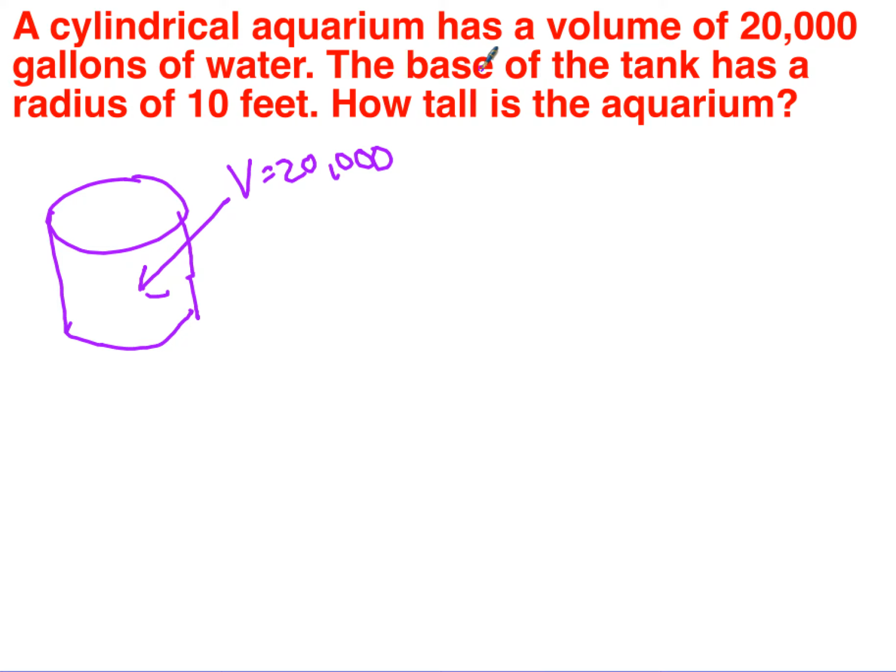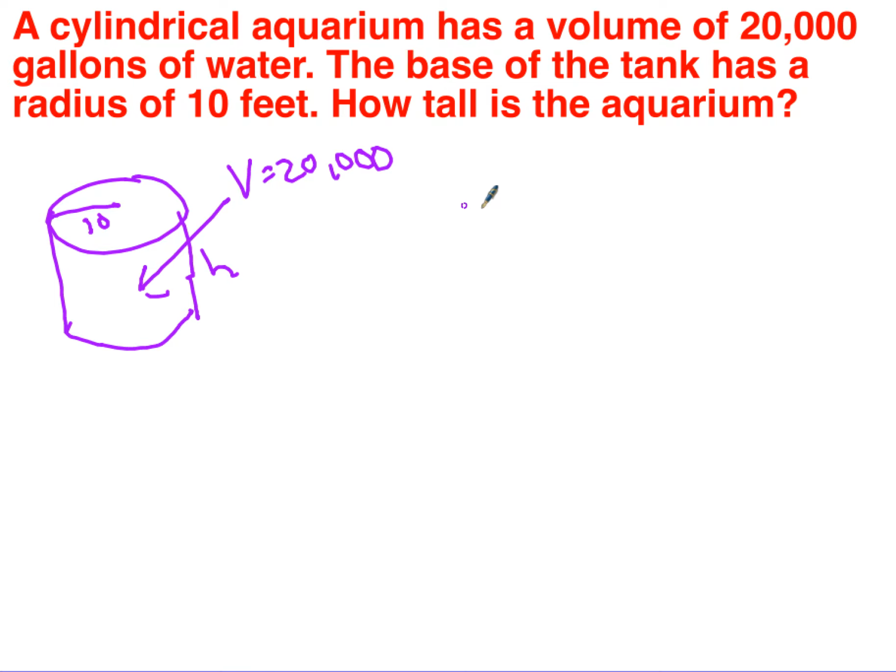The base of the tank has a radius of 10 feet. So the base of the tank, that's the circle. The area, that's the circle. The circle is the base of a cylinder. It has a radius of 10 feet. How tall is the aquarium? What's the height? So that was it. Not too bad already.